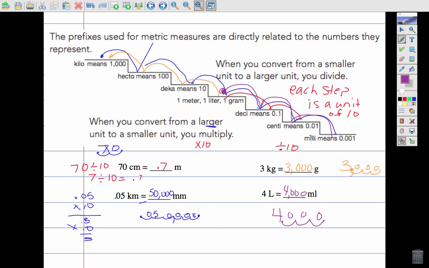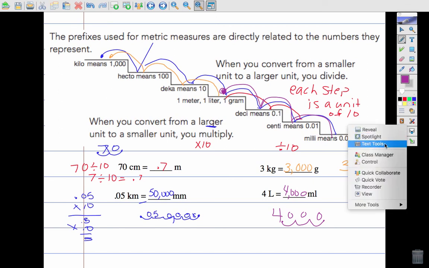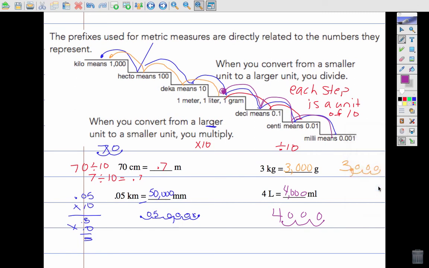So we're going to use this chart to help with our conversions. And I will give you a chart like this to put in your notes. So if you'd like to save a spot in your notes, please do so. If you have any questions, feel free to ask in class.